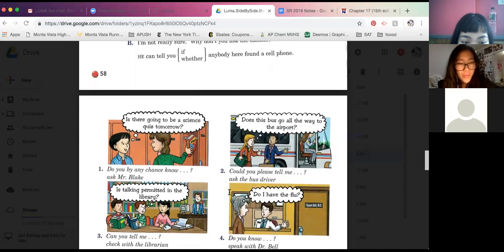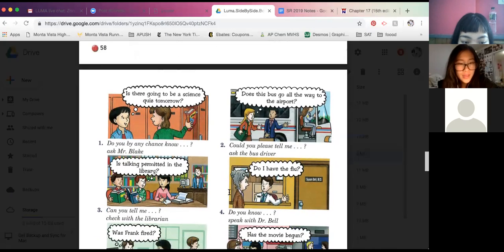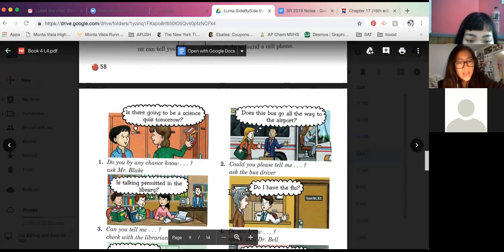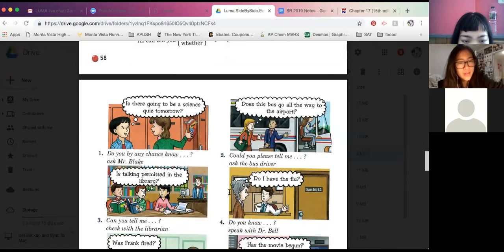Can you tell me whether talking is permitted in the library? I'm not sure. Why don't you check with the librarian? He can tell you if it is permitted in the library. I think that's not wrong, but it's more clear if you say it like: he can tell you whether, he can tell you if talking is permitted in the library. Oh yeah, talking is permitted in a library.